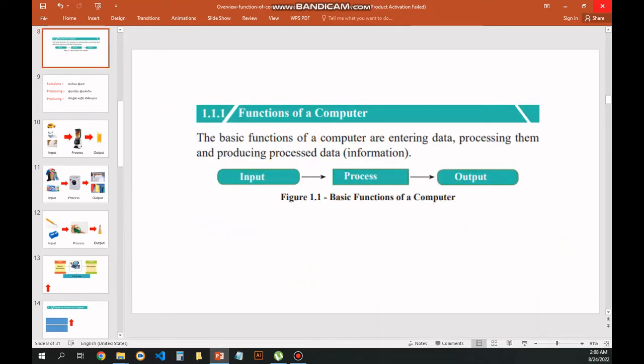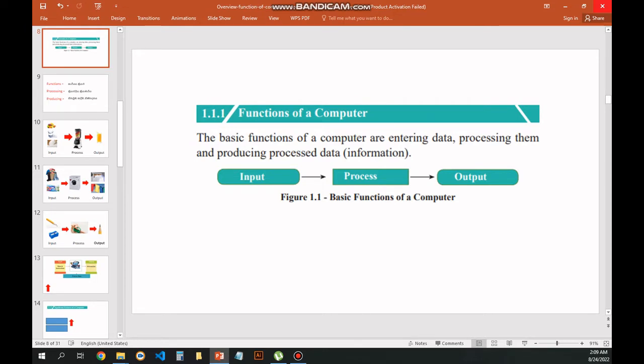So they are going to produce, right? They are going to create that information. So here you can see entering data is mentioned as input. Whatever process is happening inside the computer is mentioned here as the process, with the same meaning. And whatever they are going to produce with the help of the data that they have entered, they call the output.